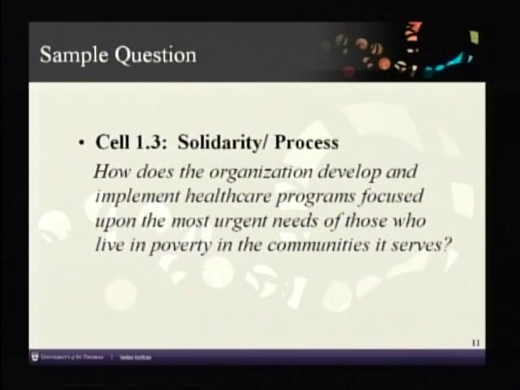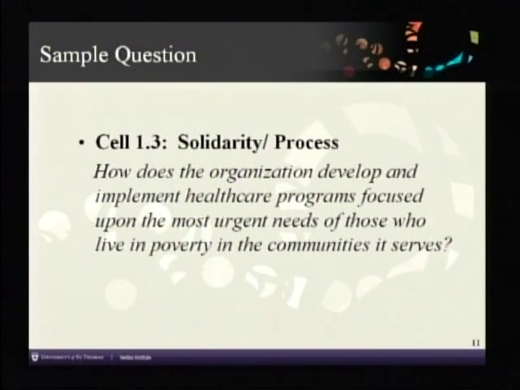Okay, this second example question comes from the process cell for the principle of solidarity with the poor. It asks the organization to identify the process that it follows to create programs focused on the most pressing, the most urgent healthcare needs of the poor and marginalized who live within the local community. So this requires the organization to do several things. First of all, it requires the organization to articulate how it goes about determining who the poor, who the marginalized are within the local community.